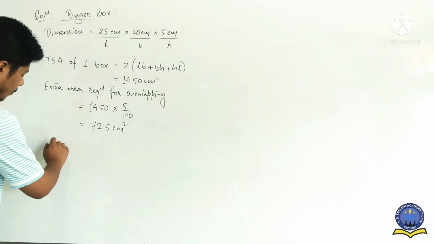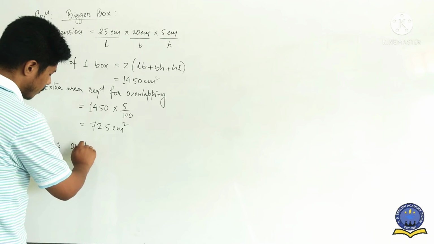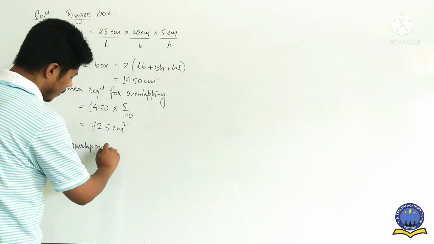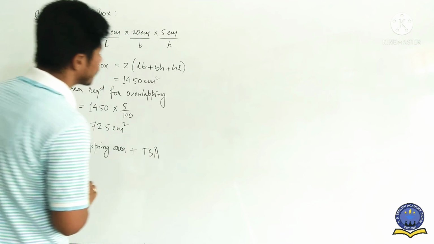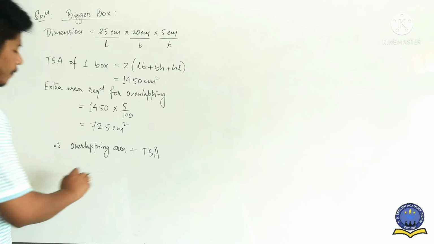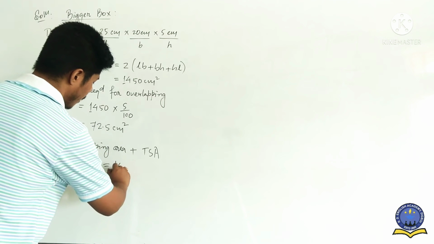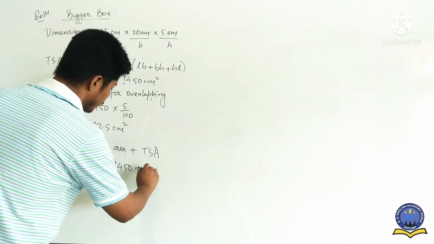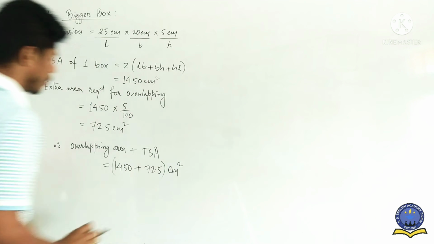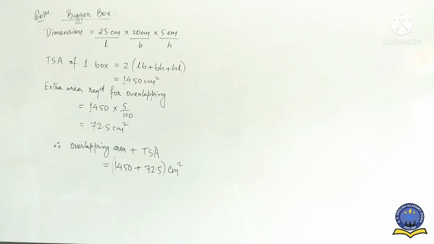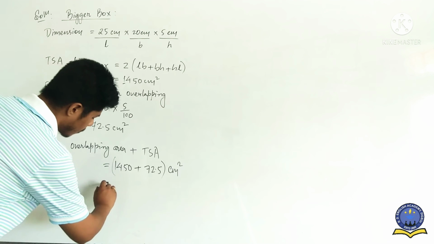So what you have to do? Here we simply write overlapping area. This is the overlapping area plus total surface area. Is it clear? So we have to add these two. That's why we write 1450 plus 72.5 centimeter square. Here you see the overlapping area plus total surface area. The overlapping is 72.5, and the total is how much? 1450.